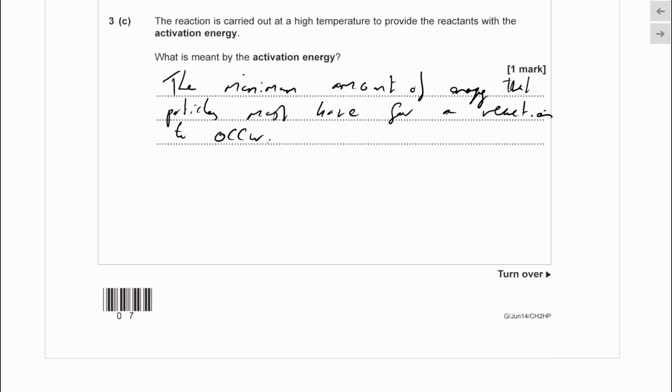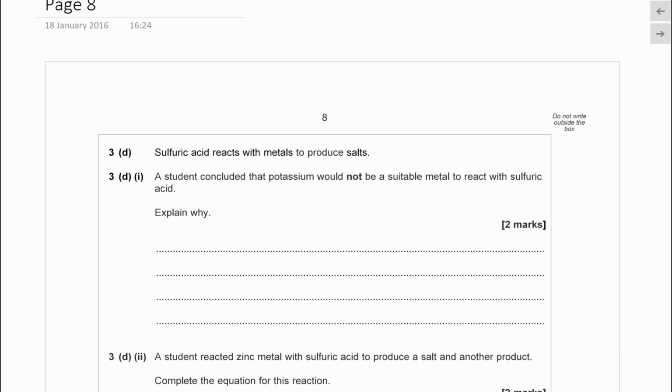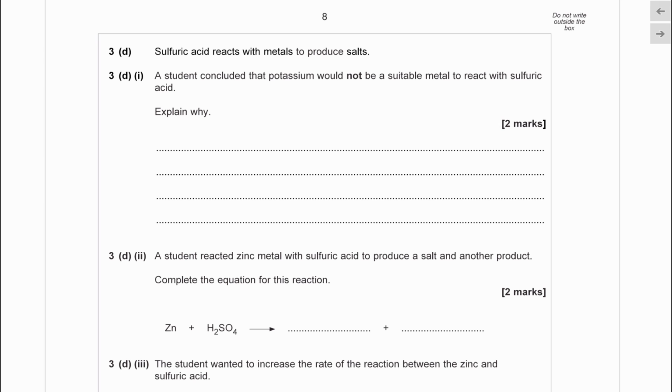You could have said the minimum amount of energy in order for particles to collide successfully, or to have a successful collision, because that means basically they're going to react. So the minimum amount of energy required for the particles to cause a reaction to occur is absolutely fine. You wouldn't have to say particles in this case because it doesn't say with reference to the collision theory. You could have just said the minimum amount of energy in order for a reaction to occur, but this is a much nicer definition. Alright then, moving on to 3D. It says sulfuric acid reacts with metals to produce salts. A student concluded that potassium would not be a suitable metal to react with sulfuric acid.